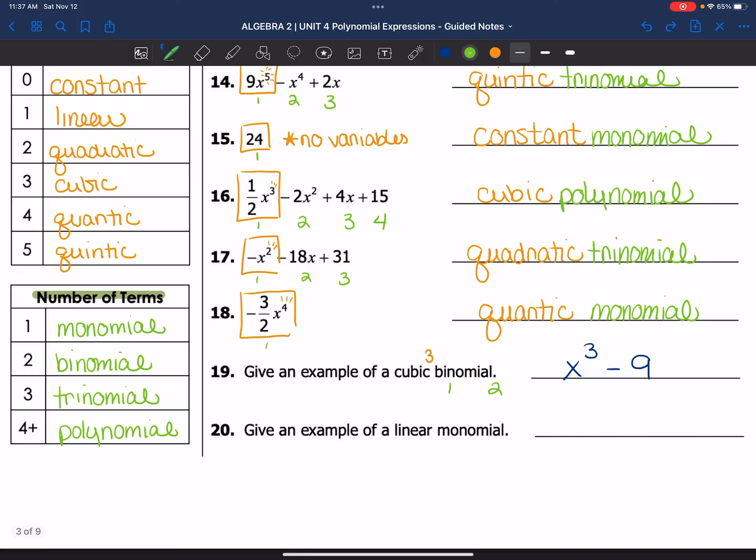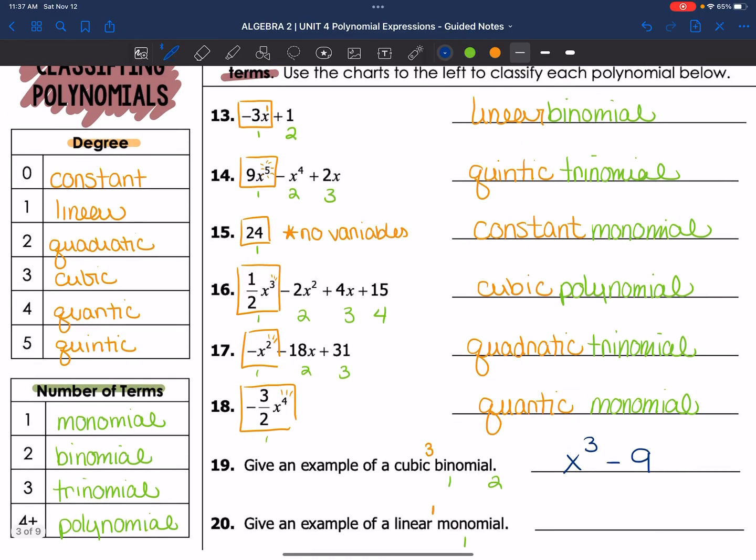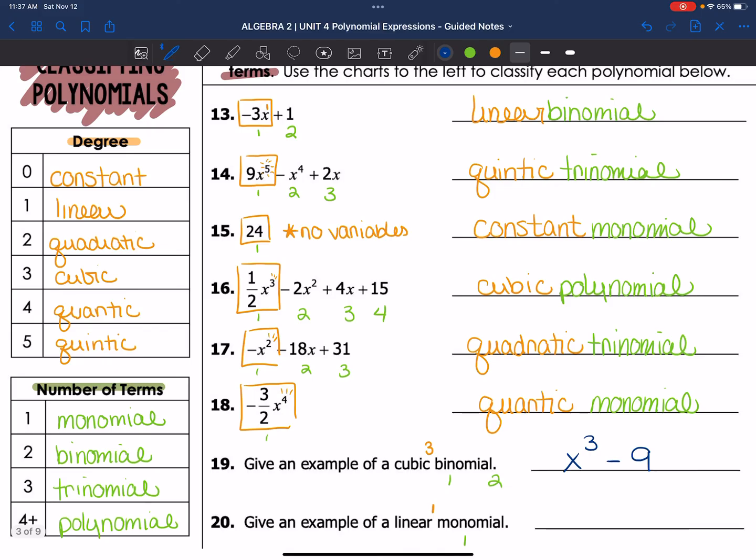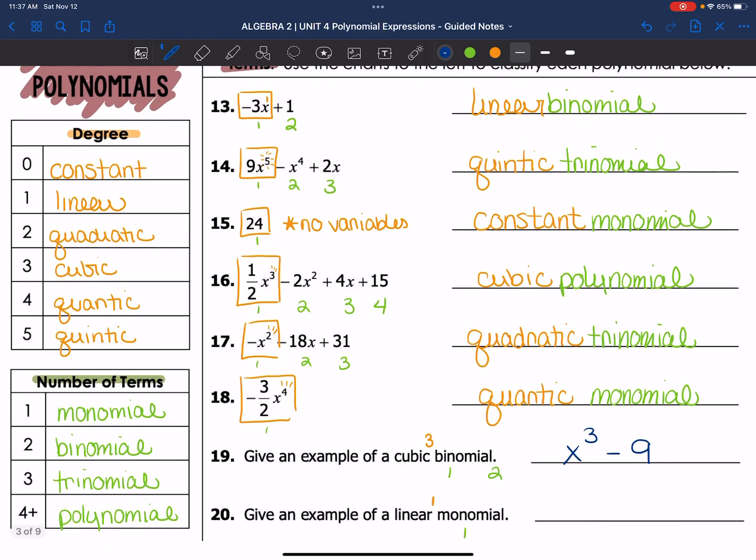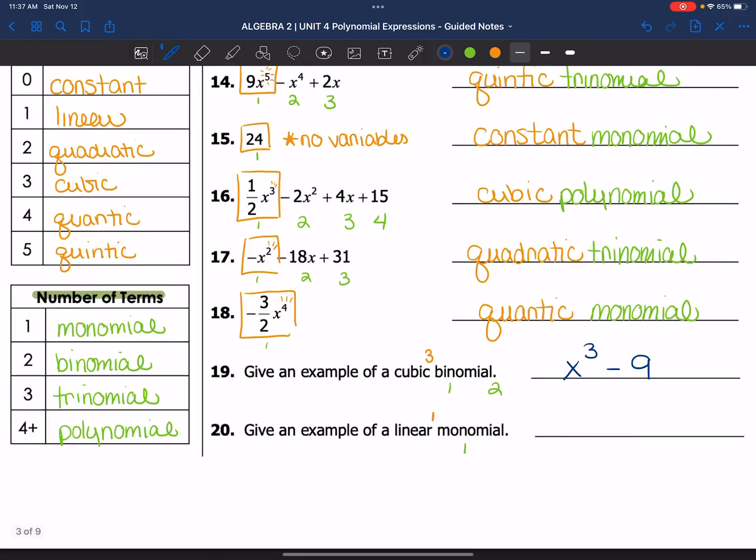Now, let's look at this final example. Let's give an example of a linear monomial. Linear means power of 1. Monomial means just 1 term. That's like what we saw here in example 13, but that was a binomial. So if I want it to be a linear monomial, maybe I just write it like this. Negative 3x. Single term, there's only 1 term, and that x is raised to an understood 1, but we don't need to write it.